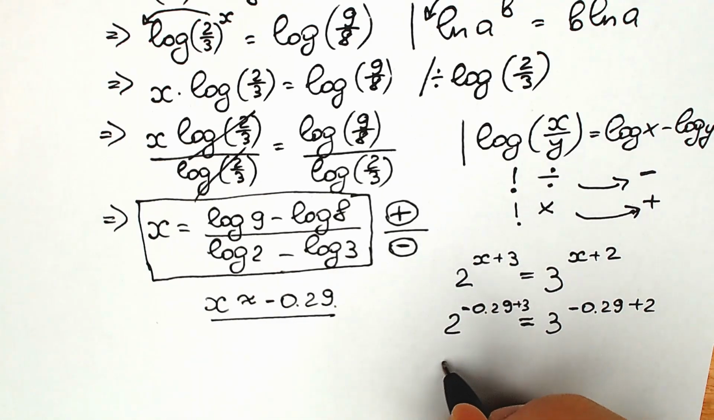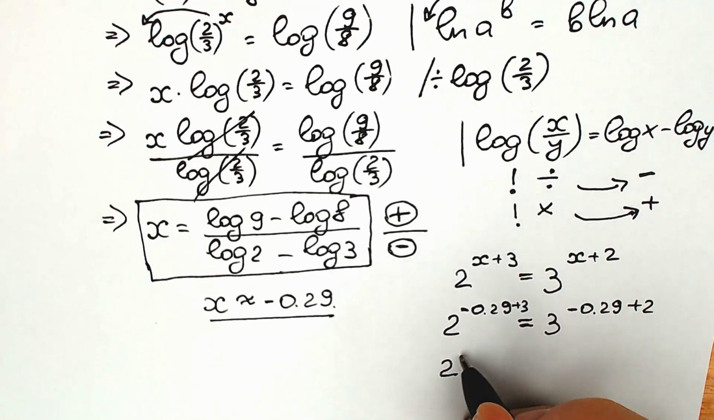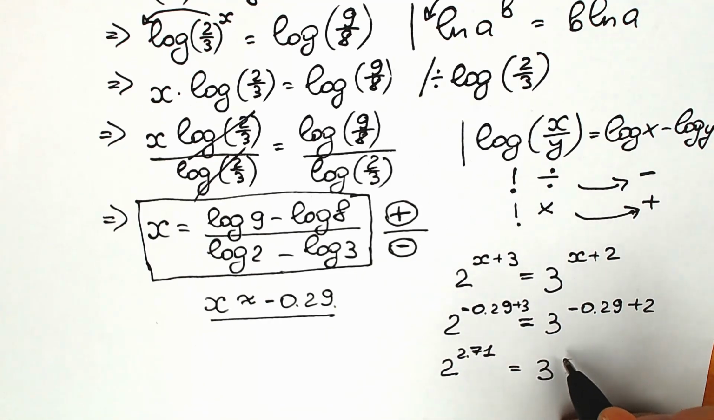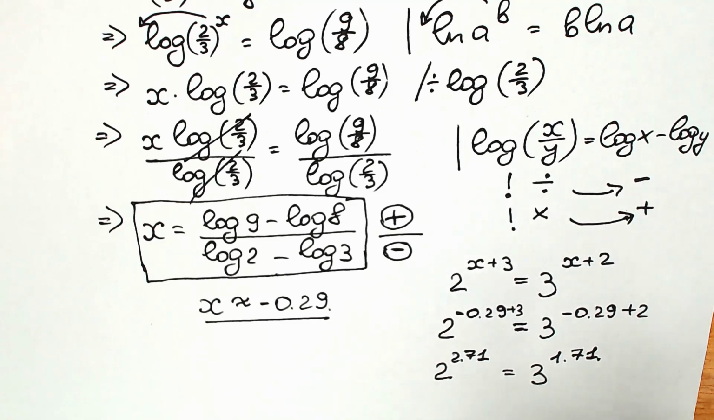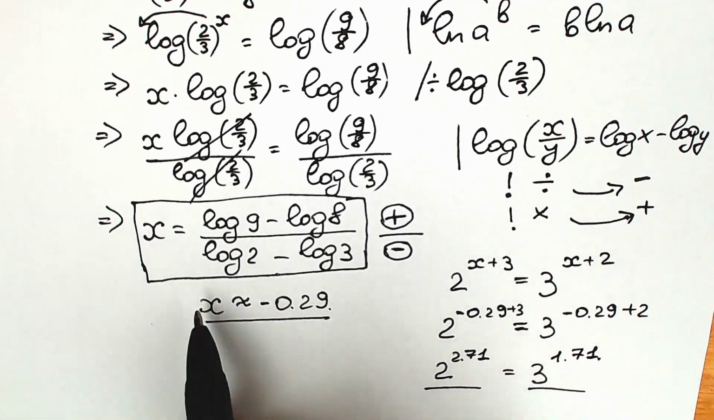So what we have as a result: 2 to the power we have right here is 2.71, and on the right side we have 3 to the power, I guess, 1.71. Something like that. You can easily check it and see whether it is the same or not the same. It's also really great. So this is my solution to this question, an approximate answer to this question.